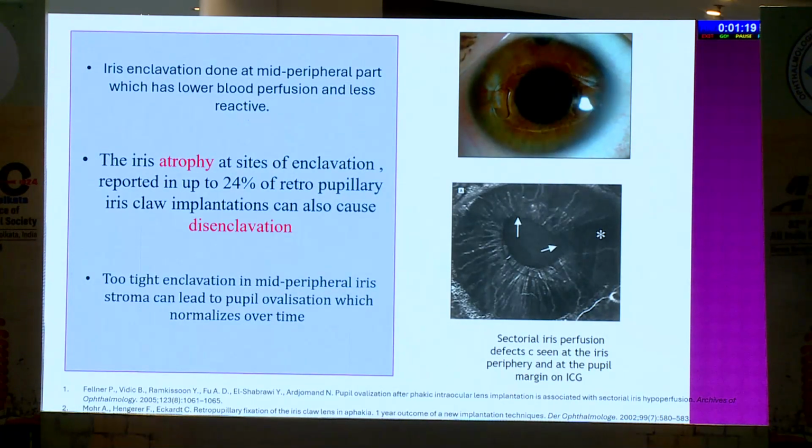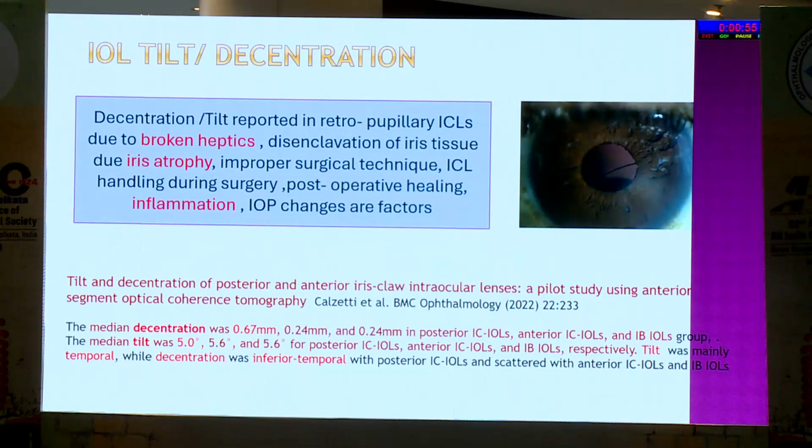Iris atrophy at the site of enclavation is reported in 24% of retropupillary iris claw enclavation. This is a cause of disenclavation, as the iris enclavation is done at the mid-peripheral part of the iris, which has low blood perfusion and less reaction. But in long-run cases, the chance of this disenclavation is there. Tilting and decentration are also noted. This decentration and tilting of the RPICL is due to broken haptic, disenclavation of the iris tissue due to iris atrophy, improper surgical technique, and postoperative inflammation and IOP changes.